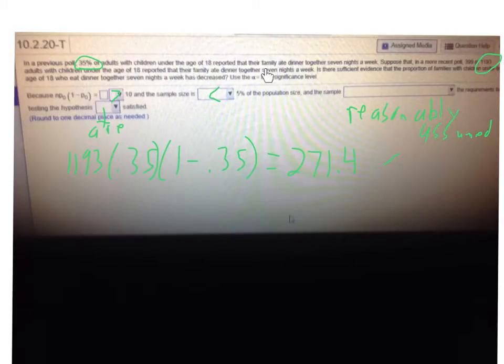Now, up here we're told it's a poll, but we're not told it's a random poll. But since this is a poll that they're taking, we're going to reasonably assume that it's a random poll, even though it doesn't say it. And the last thing, well, we're going to say that the requirements are satisfied.